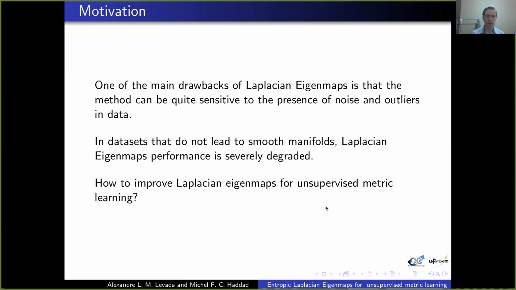So, Laplacian eigenmaps is not perfect. It has some limitations. One of the most prominent limitations is that it can be quite sensitive to variations, noise and outliers in the observed data. So the question here is how to improve Laplacian eigenmaps for unsupervised metric learning, which means prior to classification problems.